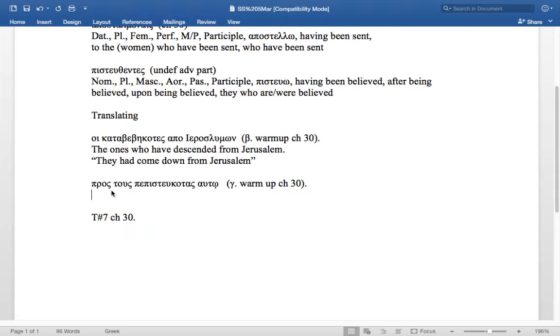Okay. Can I do the next one? Yeah, please. Pros, two, towards or with. And then tous is masculine accusative plural. Right? Yeah, masculine accusative plural. Pepisteukotas. Okay, so we got reduplication. Pisteuo, which is I believe, but it's reduplicated. You got the kotas, which is alpha sigma, which is accusative plural as well, in the third declension, correct? Yep. So, believing. So, believe.